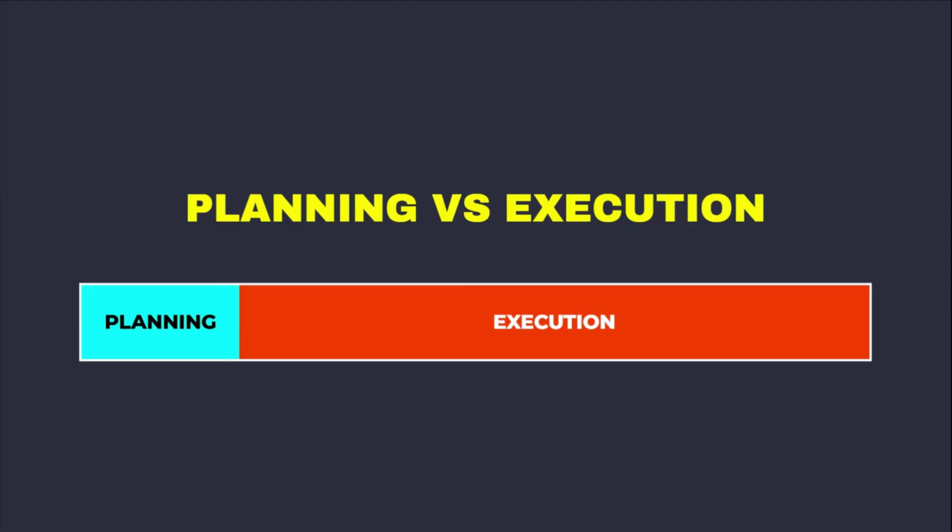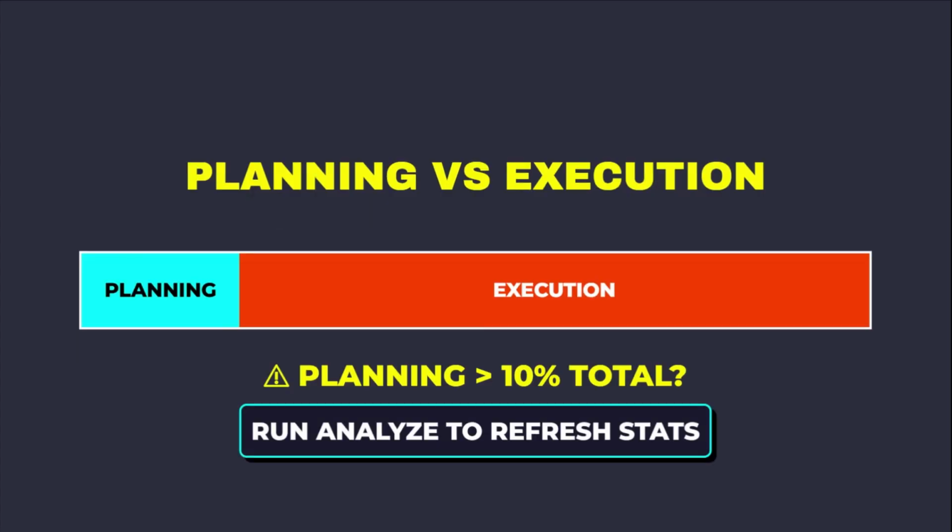The first split is between planning time and execution time. Planning time is the duration required by the optimizer to generate the optimal query plan. High planning time, especially for simple queries, often points to outdated statistics or complex view definitions requiring extensive rewriting. If planning time exceeds 10% of total execution time, run analyze on the relevant tables immediately to refresh the statistics used by the planner. Execution time is the actual duration spent processing data.